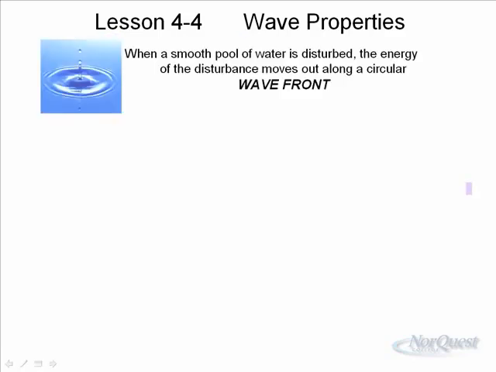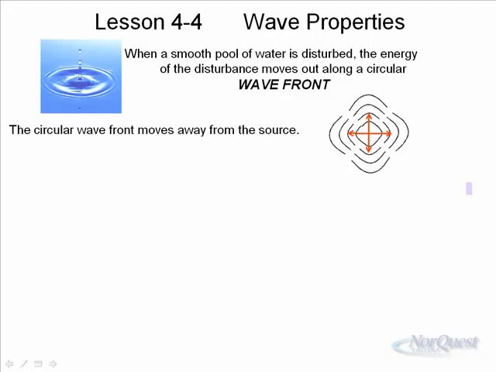So when a smooth pool of water is disturbed, the energy of the disturbance moves out in something we call a wave front. It's a circular group of waves. The circular wave front moves away from the source. And of course, this is a single wave.